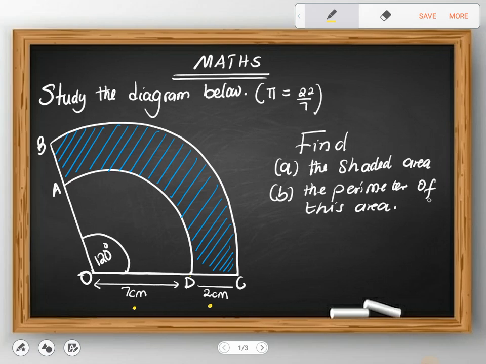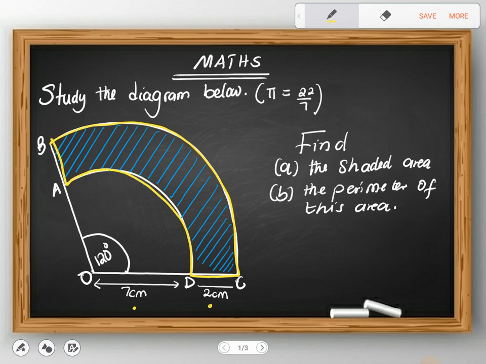It says the perimeter of this area. Now, the perimeter is the distance around the shape. So we are going to sum up everything. The shaded region is there. We are going to find this distance, add this distance, add this distance, then we also add that distance.